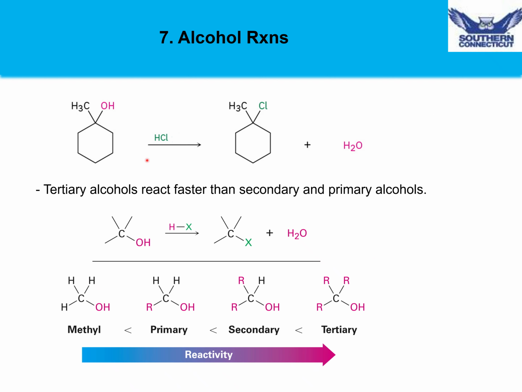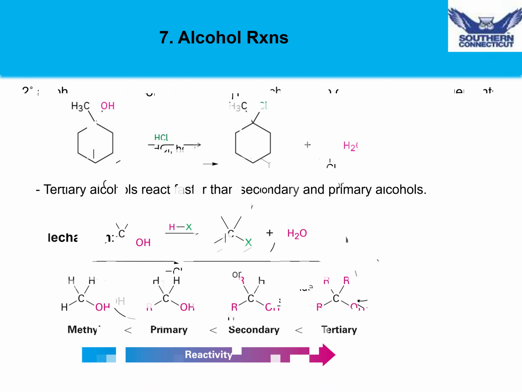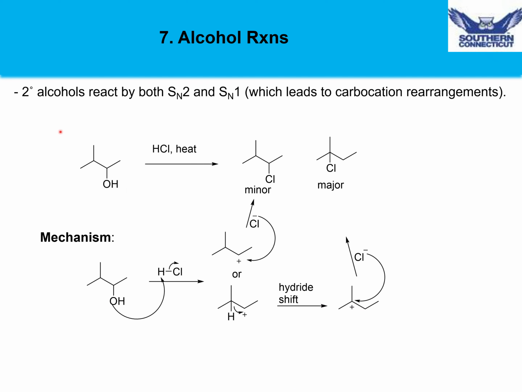Here is an example of a tertiary alcohol reacting with HCl, forming a tertiary alkyl chloride. Now, this reaction works best with tertiary alcohols, followed by secondary alcohols, followed by primary alcohols, and methyl alcohols generally do not react very well in this reaction. The reason for this is because the mechanism involved is an SN1 mechanism. Alcohols generally react with acids such as HCl and HBr through a combination of SN2 and SN1 reactions.